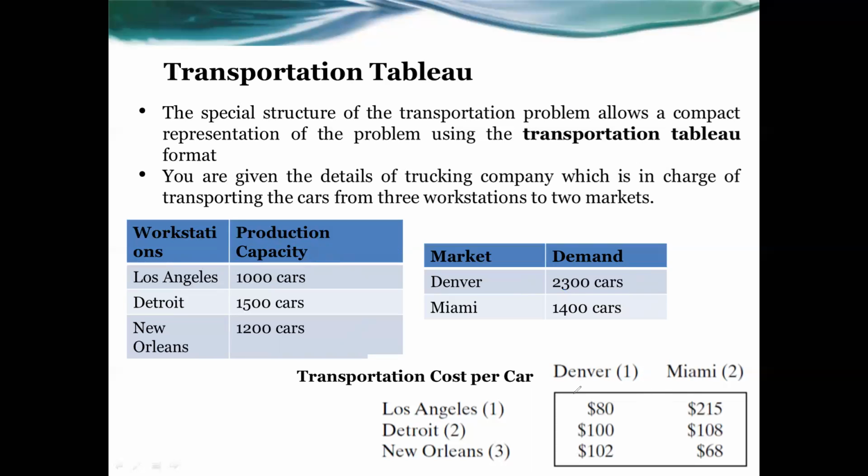Now in your textbook it clearly says, if you can't see it very properly, please refer to the textbook for details. It says from Los Angeles to Denver, for one route, that means for the first delivery, it costs $80. From one transportation unit, Los Angeles to Denver, it costs $80. Similarly, from Los Angeles to Miami, it costs $250.